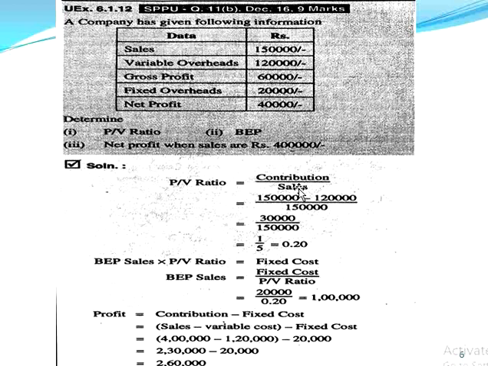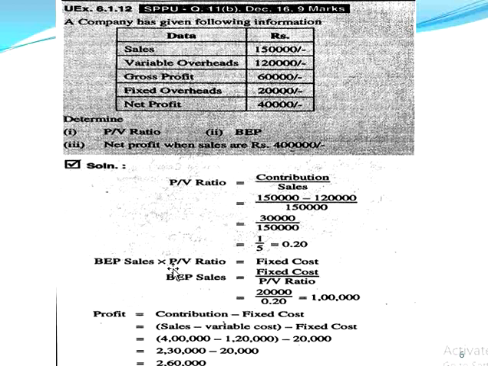Contribution is sale minus variable cost. We have sale 1,50,000, then variable cost 1,20,000, divided by sale, that is 1,50,000. So the answer is 0.20. Then to calculate break-even sale, we use the same formula but just change contribution to fixed cost, and sale is the break-even sale.